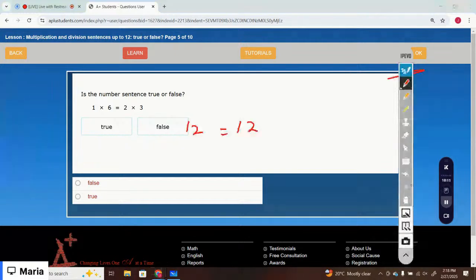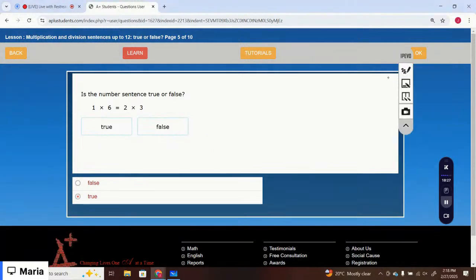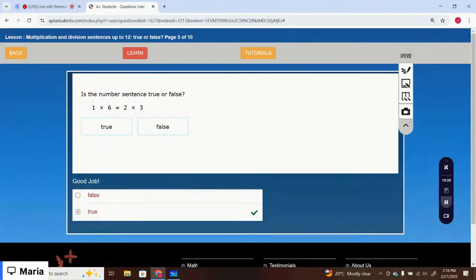Is the number sentence true or false? 1 times 6 equals 2 times 3. Is it true or false? 1 times 6 is 6 and 2 times 3 is 6. That is true. Option number 2 is the correct option.